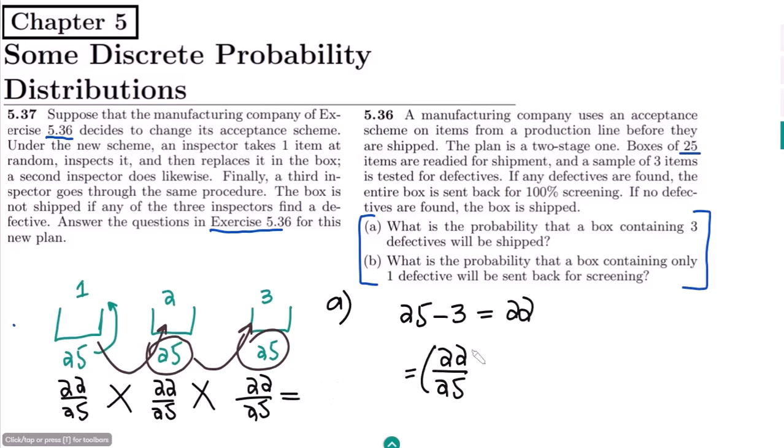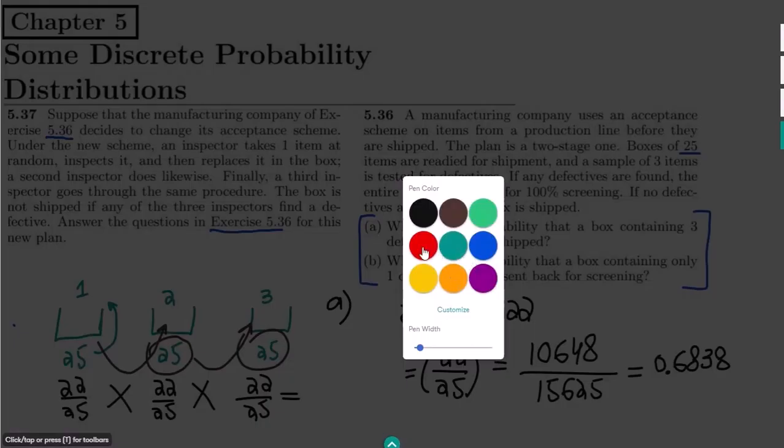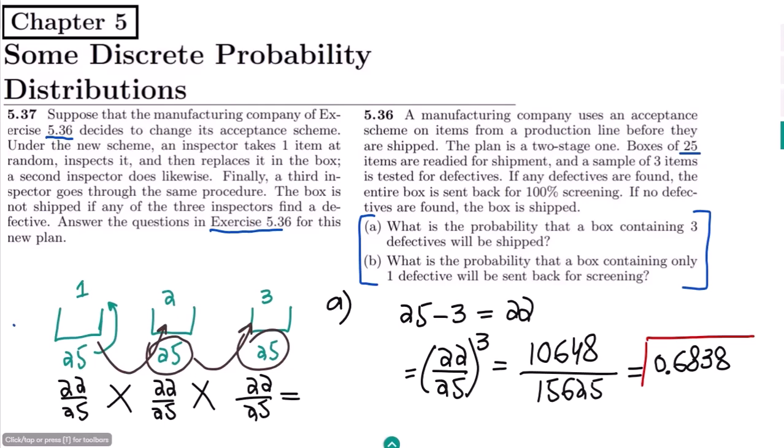Multiplying them together, we get 22 by 25 whole cube. Calculating it, we get 10,648 divided by 15,625. So the answer would be 0.6838. That is the solution of part A of my question, which is the probability that a box containing 3 defective items will be shipped.